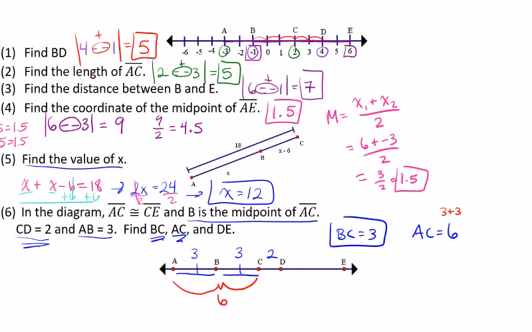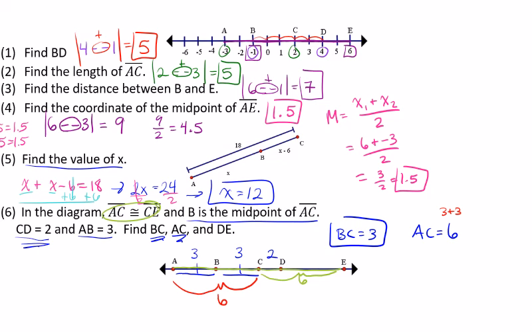And it's also asking for DE. So going back to this here, I forgot to include that when we were finding stuff earlier. Segment AC is congruent to segment CE, right? Those are congruent to each other. So therefore, if I know AC, which is 6, CE is also going to be 6, right? From here to here.